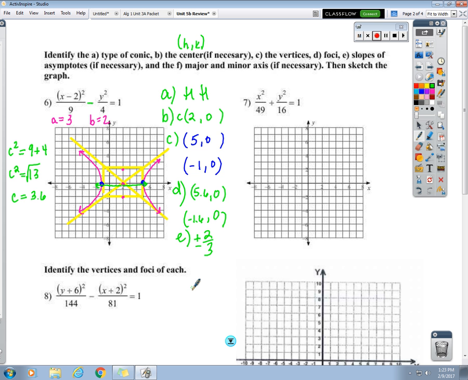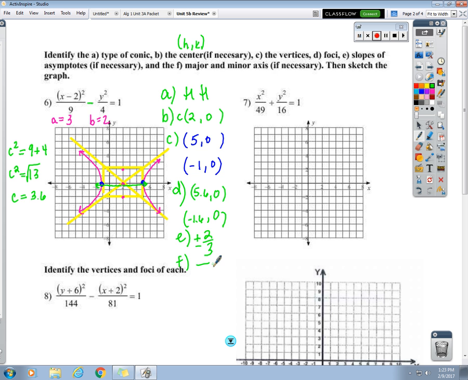How can we do it without actually looking at the line? Correct. Rise over run is y over x. Under the y was 2, under the x was 3. So 2 over 3. Okay, and then F asks for major and minor axis. Do we have a major and minor axis in a hyperbola? No. So we don't have to worry about F for this one.